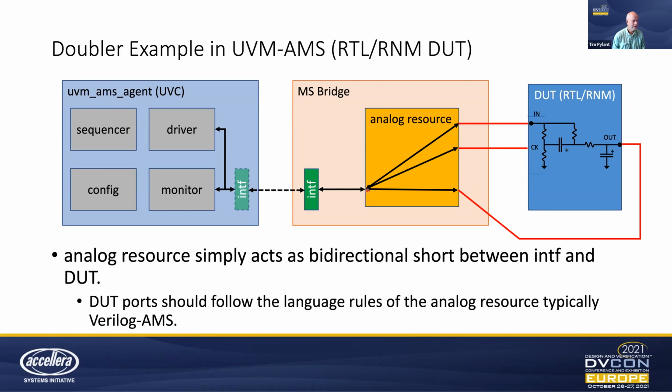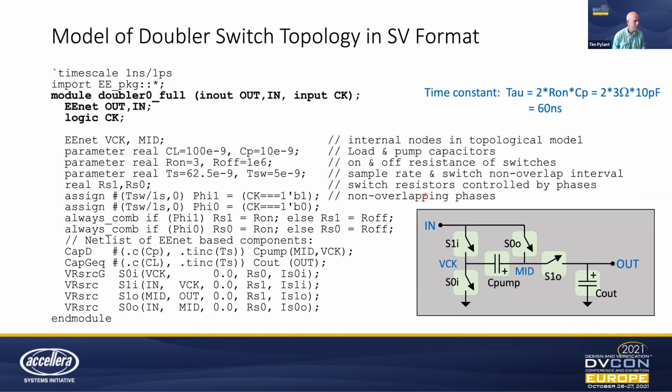So in that case, all we have is an interface that is going to drive the signals that control the in and clock, and will monitor the output. So that's very simple. Here's just the example of what that would look like with real number modeling. You're just doing assign statements and passing values into the different signals and monitoring the output.